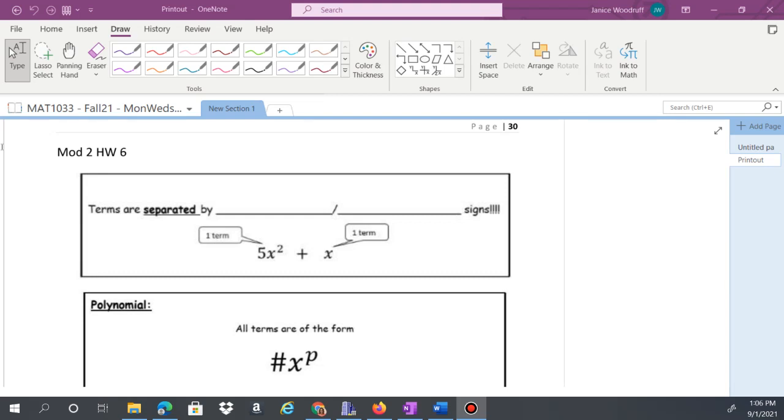Okay, so the next 4 modules are all going to be about polynomials. So we're going to be learning adding, subtracting, multiplying, and dividing them. So this first assignment, we are going to add and subtract, and we're going to learn about them. So before we do the polynomials, let's talk about terms. So terms here are going to be separated by plus and minus signs.